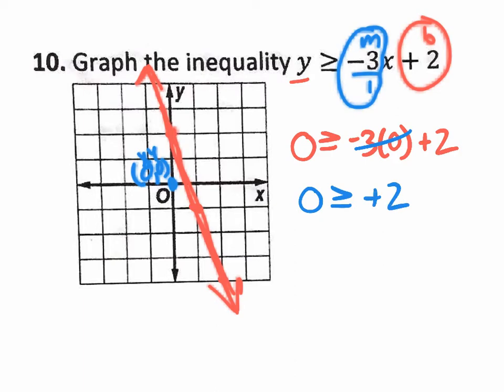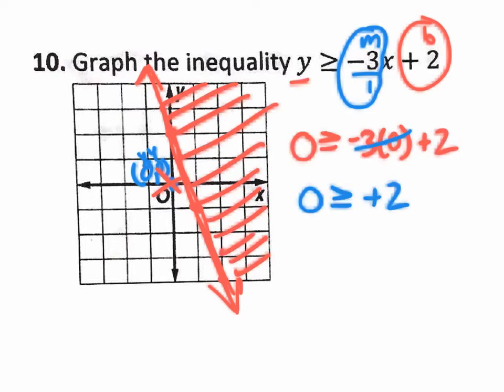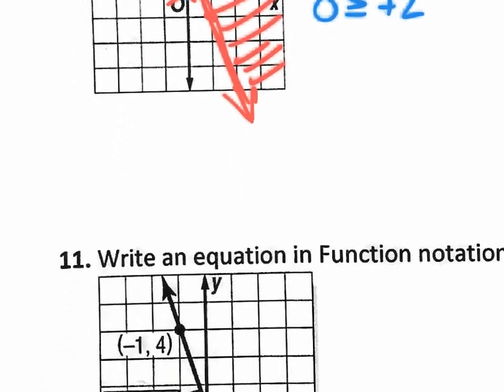Is 0 greater than +2? No, 0 is less than 2. So this does not work. So I cross it out. What does that mean? That means that my answers are on the other side of this line. So I need to shade in the other side of this line. So this is another question on the test. Let's move on to number 11.